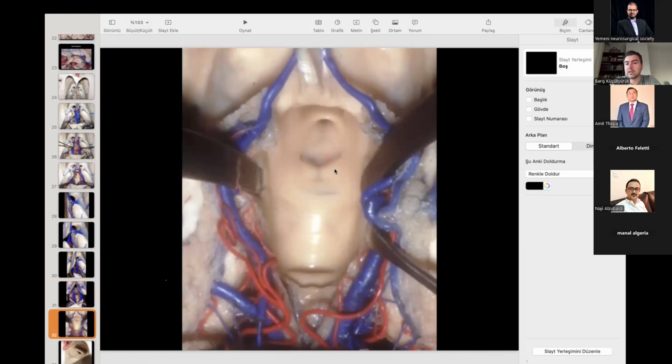Anyway, when we open it, then we see the floor of the third ventricle and the lateral walls, where there is the hypothalamus. We see the mammillary bodies here. Anterior to them, there is the tuber cinereum, and anterior to it, there are two recesses. The inferior one is the infundibular recess, and the superior one is the optic recess. Posteriorly, there are two recesses, the pineal recess and the suprapineal recess.